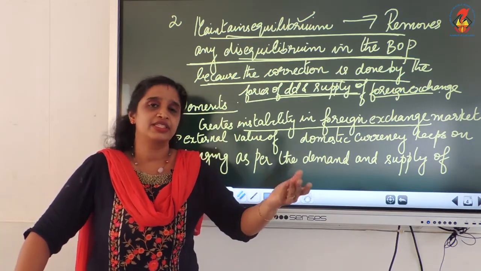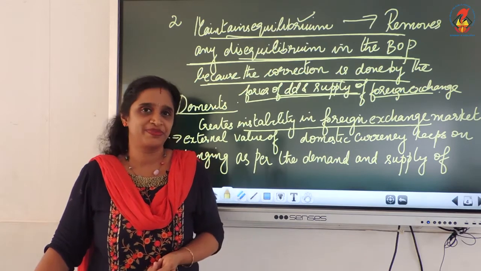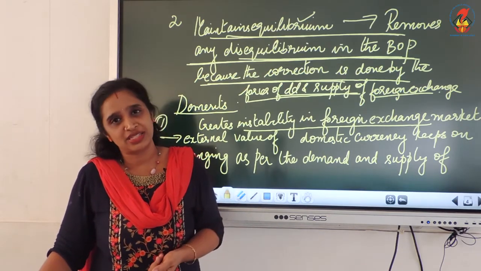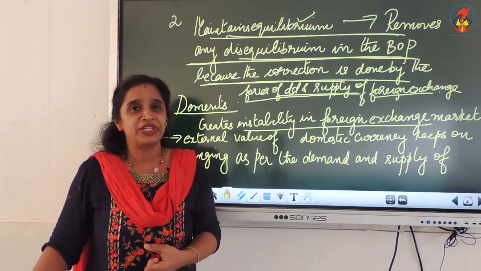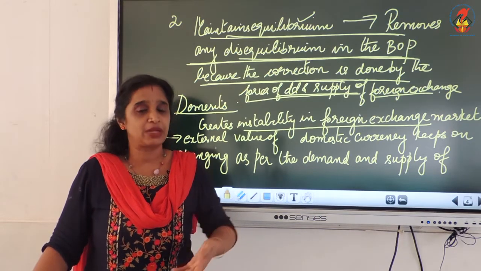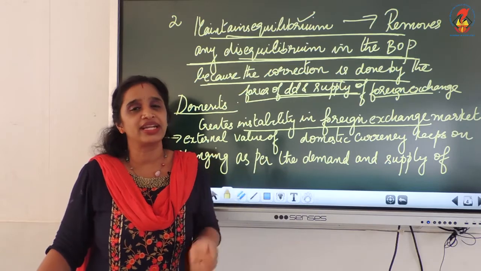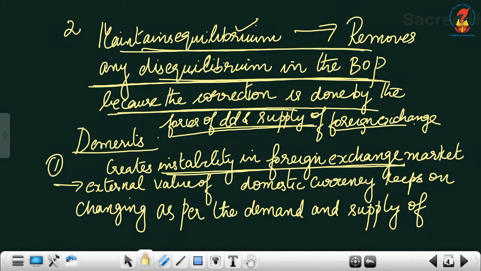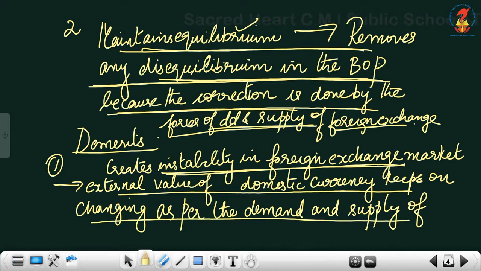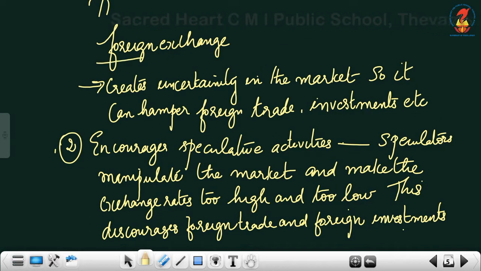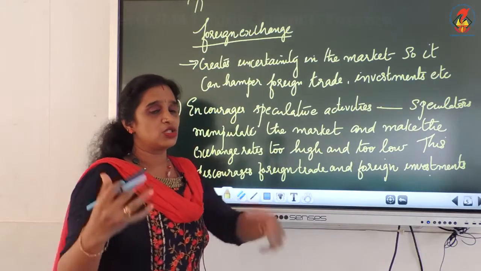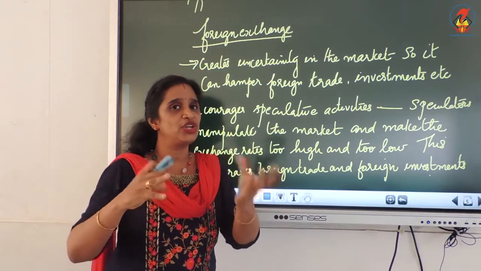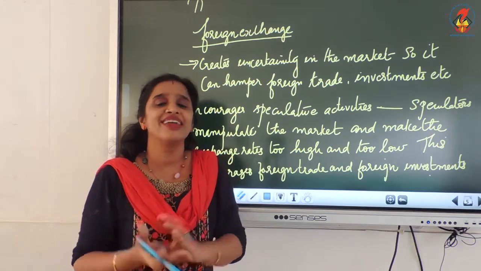Instability means the exchange rate is always fluctuating. Therefore, there is no clear idea for the investors, and it will not give confidence to the people. Everywhere it is changing; ups and downs can happen because the exchange rate is fluctuating. That is why it is known to create instability in the foreign exchange market, because the external value of domestic currency keeps on changing as per the demand and supply of foreign exchange. Domestic currency's value will always keep changing due to the forces of demand and supply.